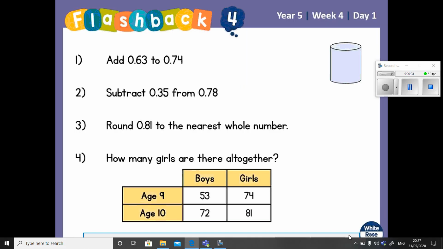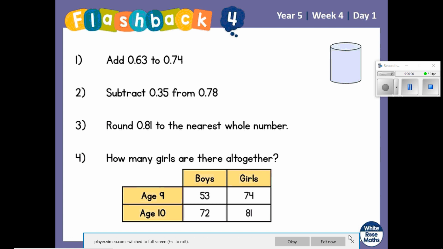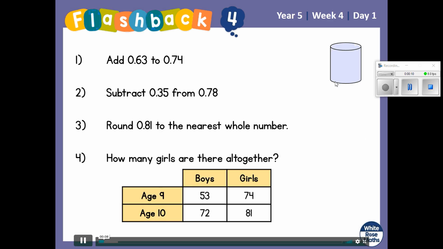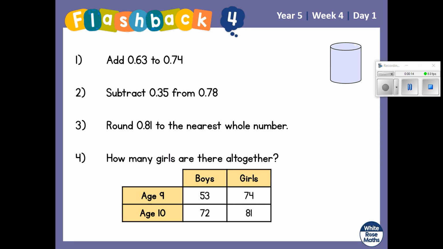This is today's Flashback 4. Pause the video here to have a go at the questions. Don't forget to name the shape in the top right hand corner. Here are the solutions. And the shape is a cylinder.